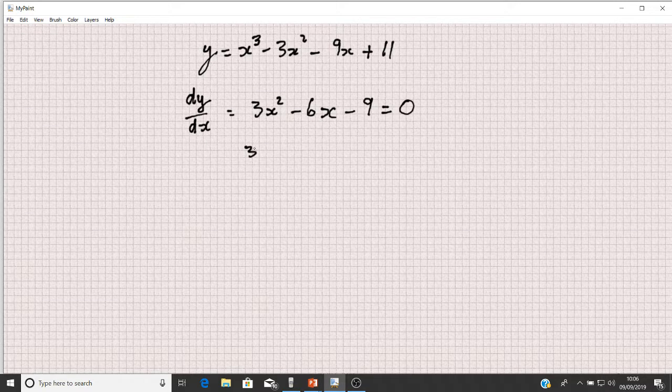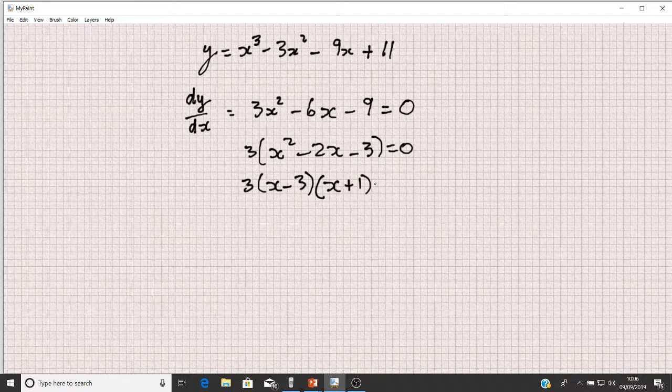I'll factor out the 3: x squared minus 2x minus 3 equals 0. So we can factor this. We have a 3, we have an x minus 3 and an x plus 1. So that will give us two x values: x equals positive 3 or x equals minus 1.